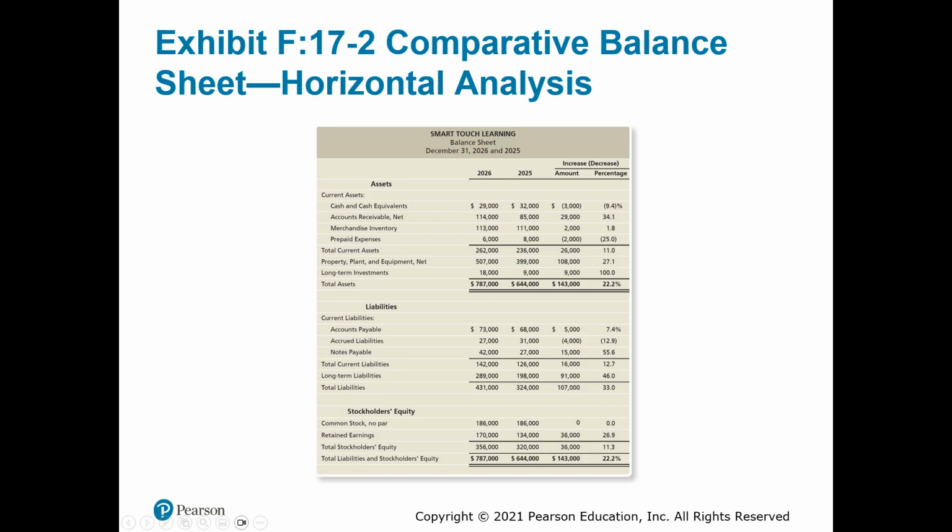So comparing your different accounts to one another helps you determine how your financial position is changing. For Smart Touch Learning, this is how our financial position is changing. We have a whole bunch of extra receivables on here, which we're hoping to collect soon because we're going to need money to finance all this additional debt that we took on.